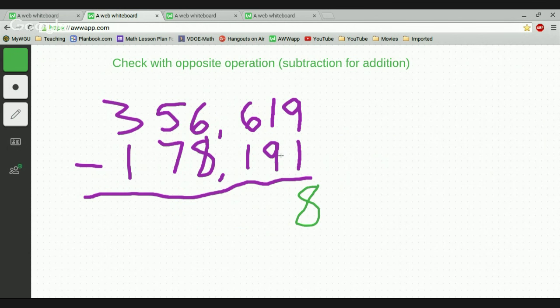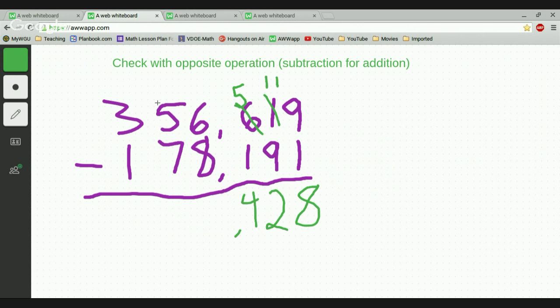1 minus 9, well, you can't do that, so we have to borrow a group of 10 from the 6, and now this becomes an 11. And again, like I said, subtraction's tomorrow's problem and video, so you don't have to worry too much about it if you don't understand it right now. 11 minus 9 is 2. 5 minus 1 is 4.